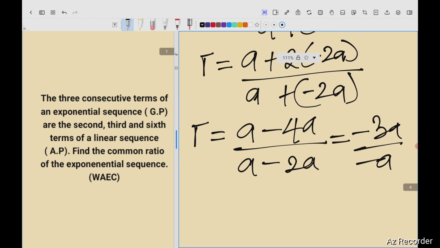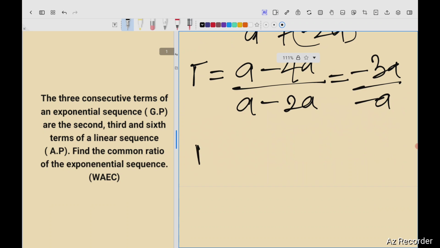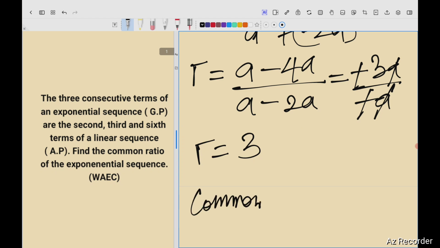The minus cancels minus, A cancels A, which is equal to 3. So from the question, find the common ratio of the exponential sequence. The common ratio is 3. So this is the final answer.